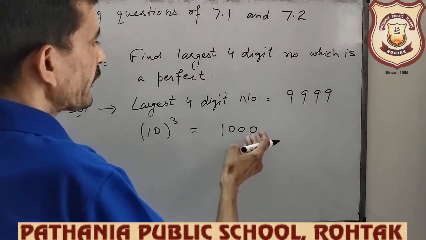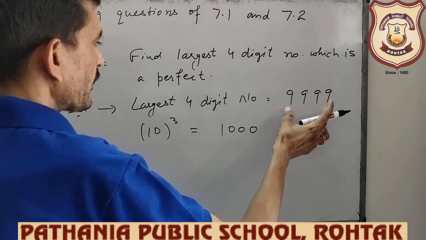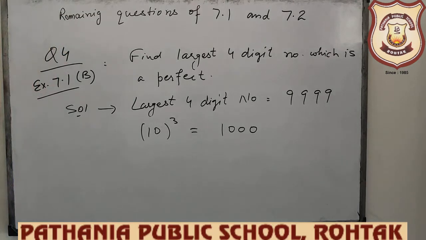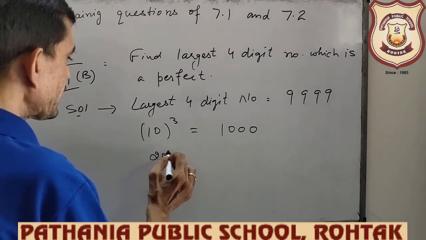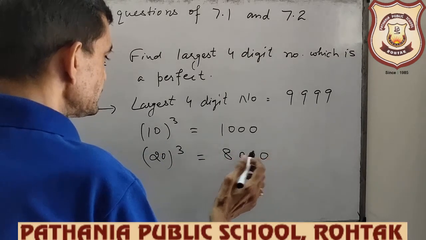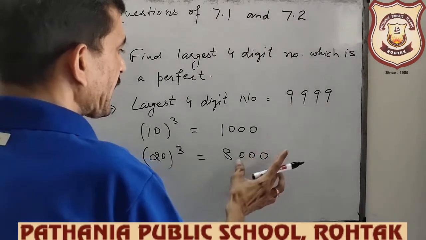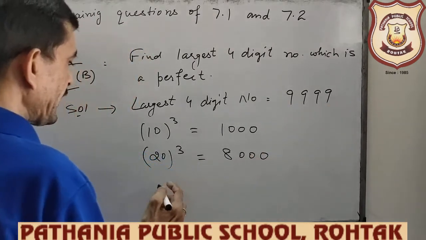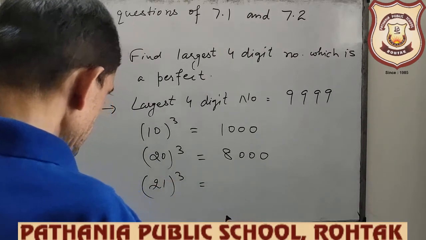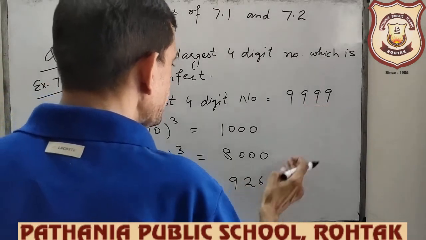Now there is a lot of difference between the required number, the largest 4-digit number, and 1000. So much gap is there. So let us try next. Let us try 20 cube. What is 20 cube? 8000. 2 cube is 8 and 10 cube is 1000. There is a small gap in this. Now try 21. 21 cube is 9261. So the gap is very less.